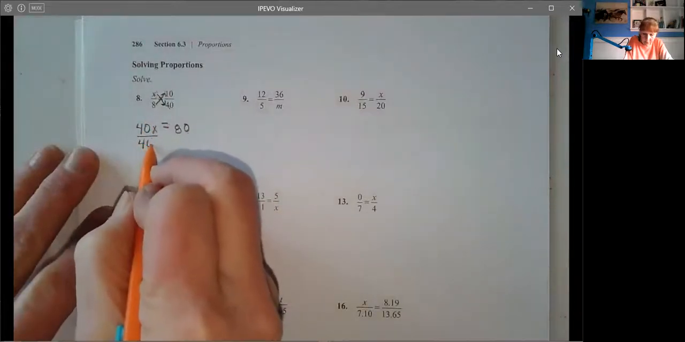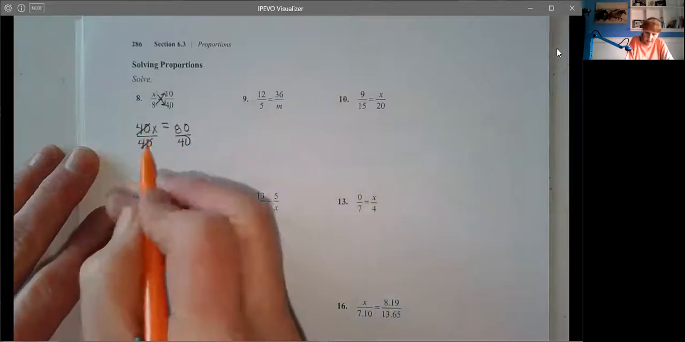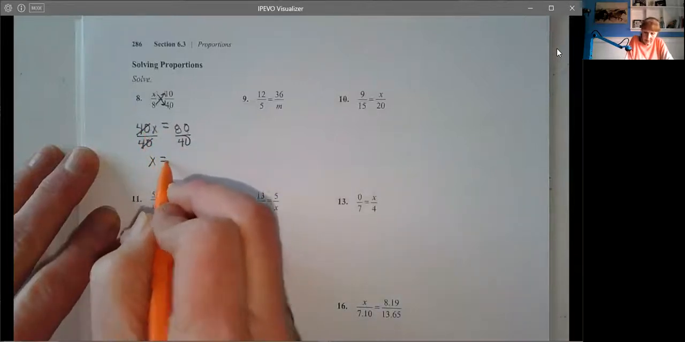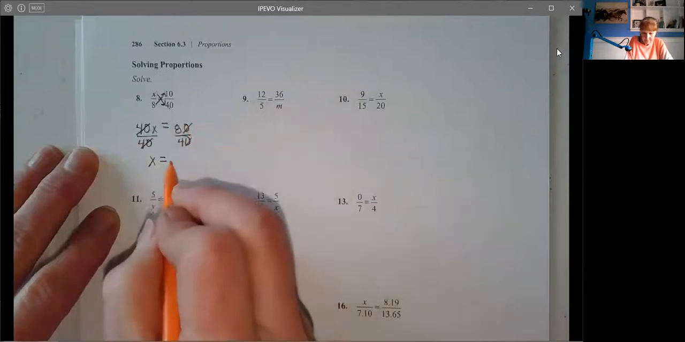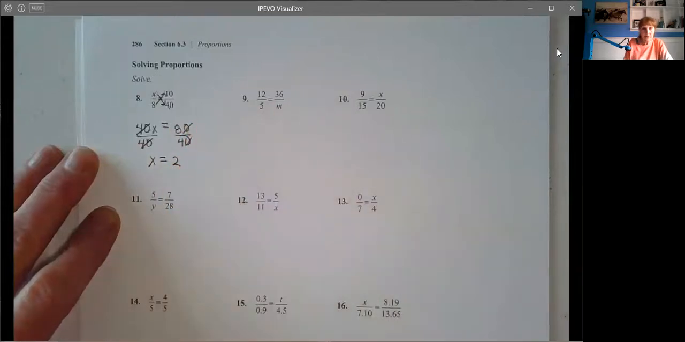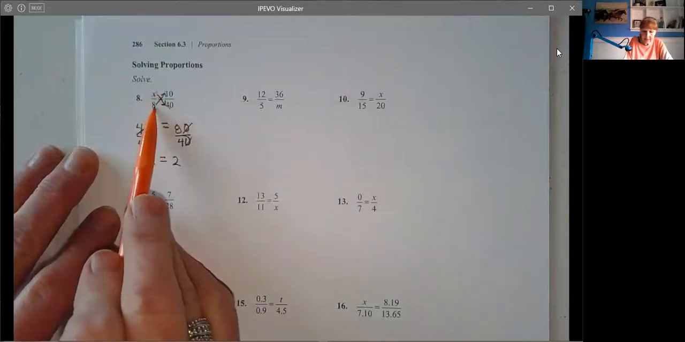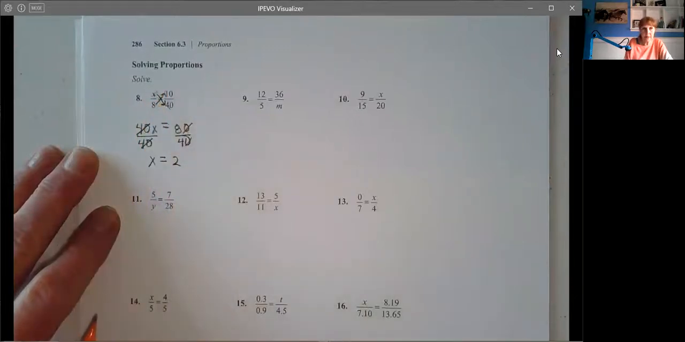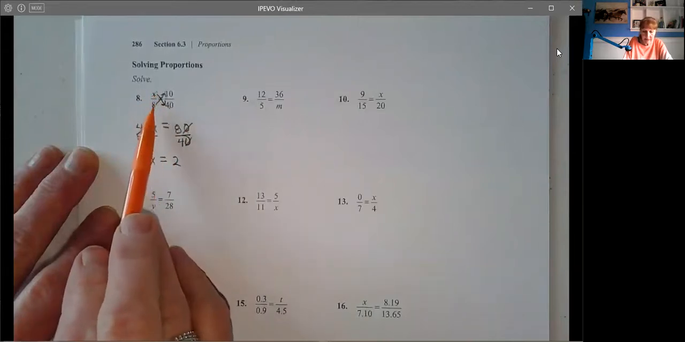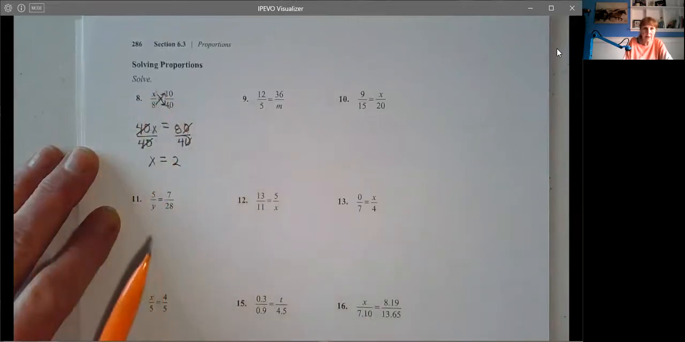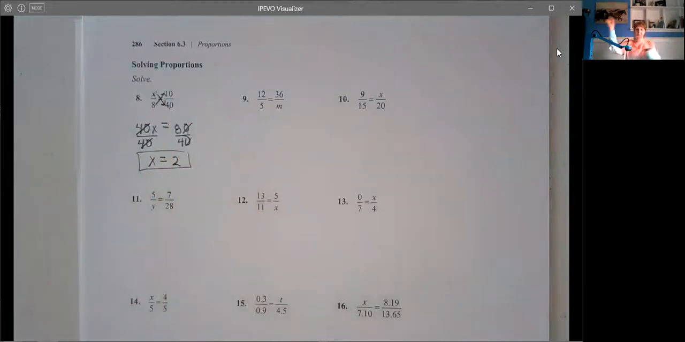So divide by 40 because we want a 1 in front. So x equals, the 10s cancel, 2. X is 2. So if you put the 2 here, you get 80 and 80 for cross products. If you have the 2 on the top, 2 times 40 is 80, 8 times 10 is 80. They need to be equal. So we are solving proportions.